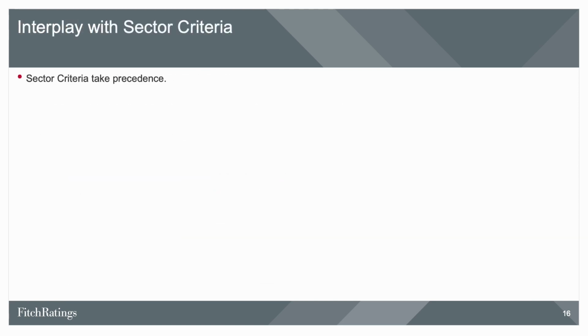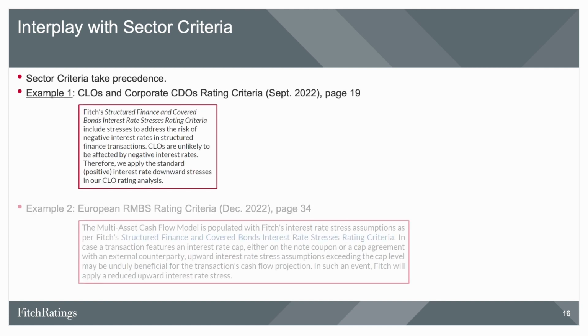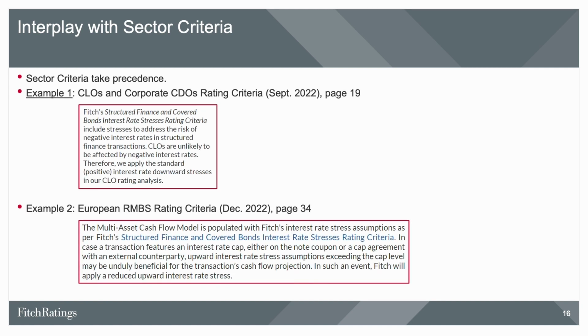We've just seen an example of how sector criteria can complement the cross-sector interest rate stress criteria in terms of dealing with specific risk components, such as sector-specific basis risks. More generally, sector criteria take precedence when specific sector requirements make carve-outs from the cross-sector criteria necessary. Let's take a look at two salient examples.